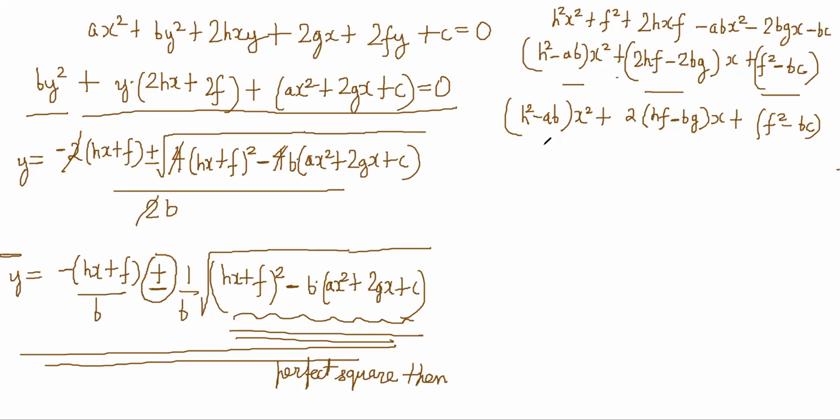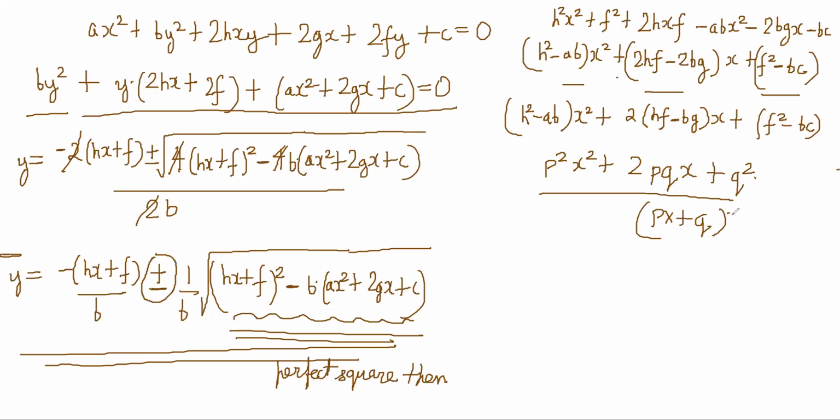Now, if it has to be a perfect square, it clearly looks like something like p square x square plus 2pqx plus q square. Then only it will be, and that can be written as px plus q whole square. So what should be p square? This should be p square, and this should be q square, and p into q should be this.